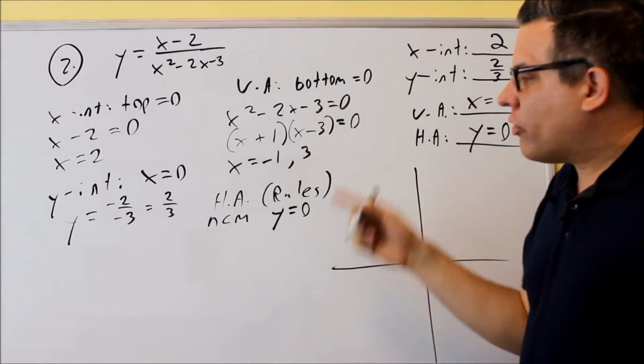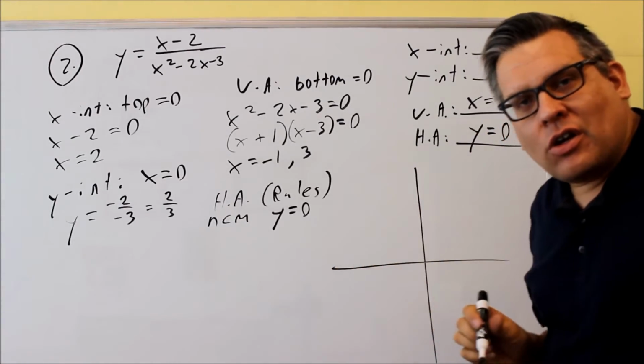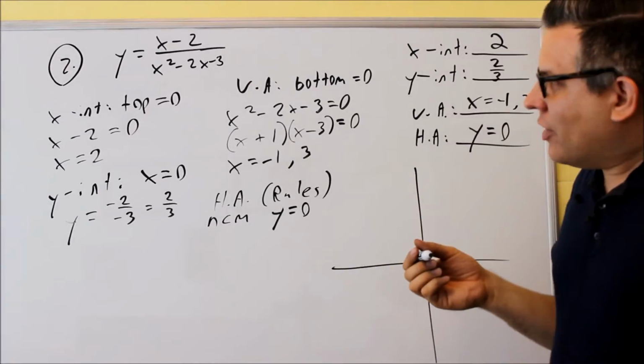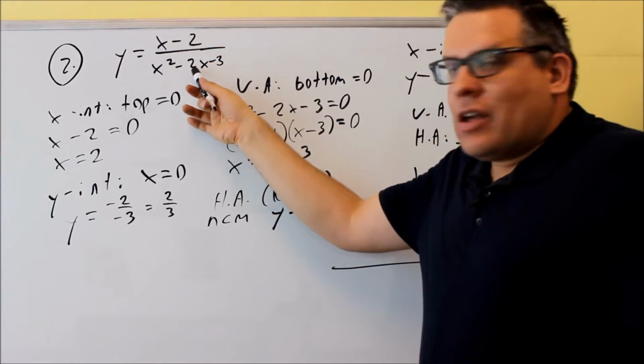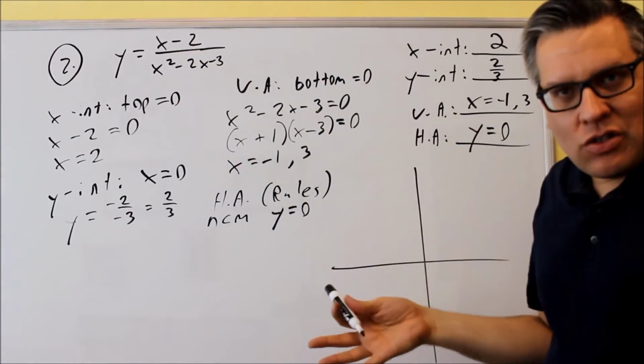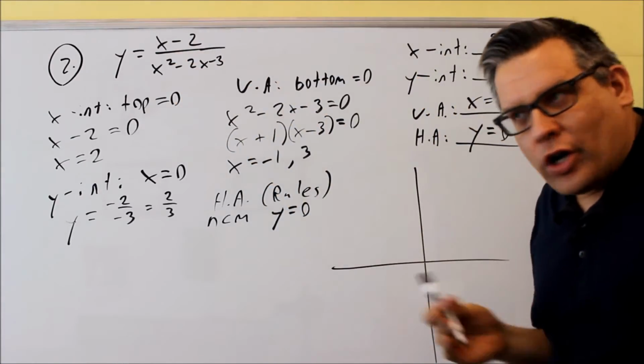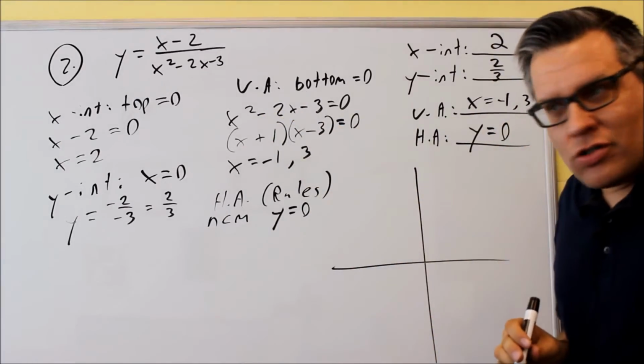So you want to make sure you know that rule as well, because either one of those could be on the test. The third rule is if you have the n greater than the m, and that's when you're going to have a slant asymptote. So again, that's only going to happen on question 1. You're not going to have that here on question 2.